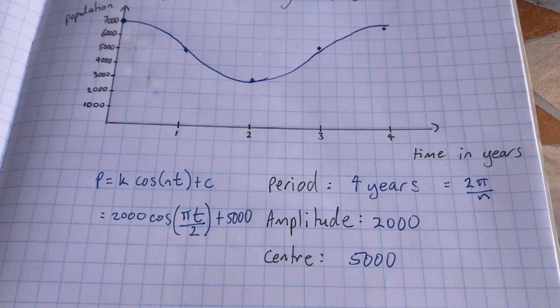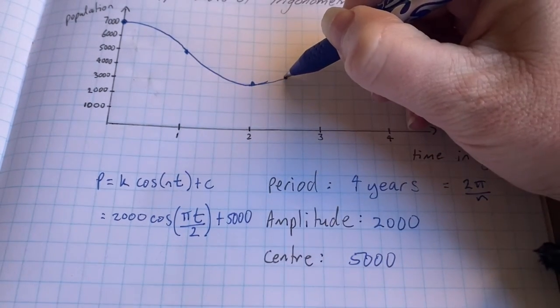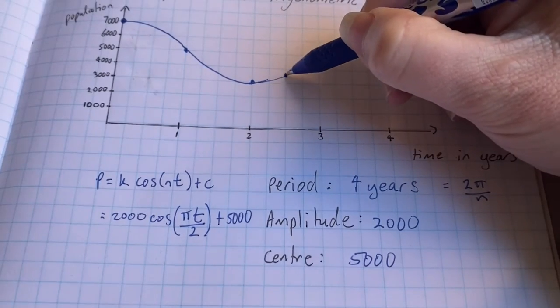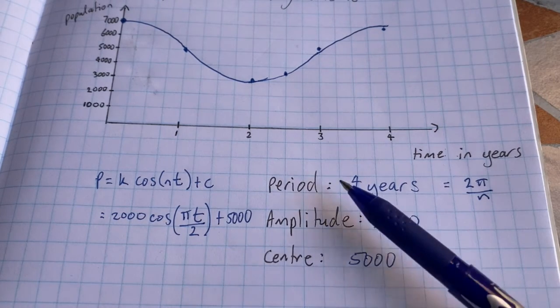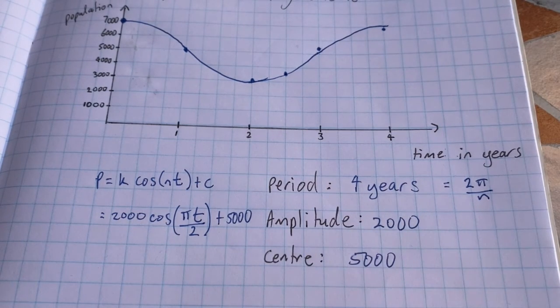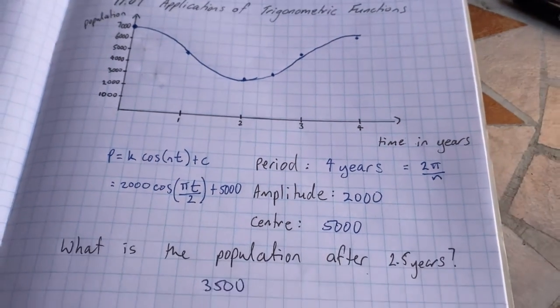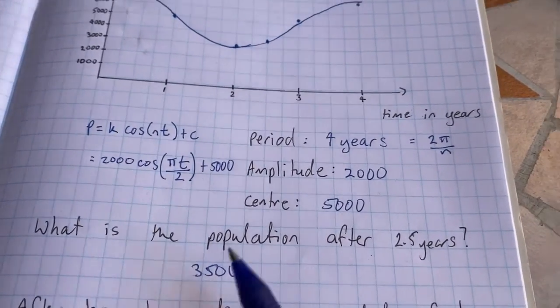Now in this exercise, you're literally just going to be reading numbers off the curve. So if they said to estimate the population after 2.5 years, there we go, right there, after 2.5 years, about 3,500. Okay, so that's just reading off a curve. That's quite easy to do. You'll be asked about period a lot, you'll be asked about amplitude a lot, and you'll be asked to read off the curve.